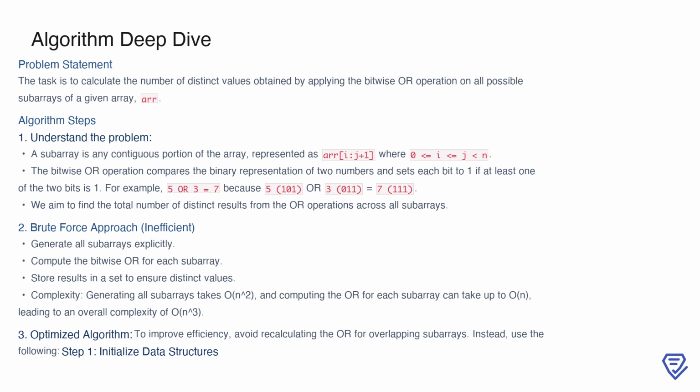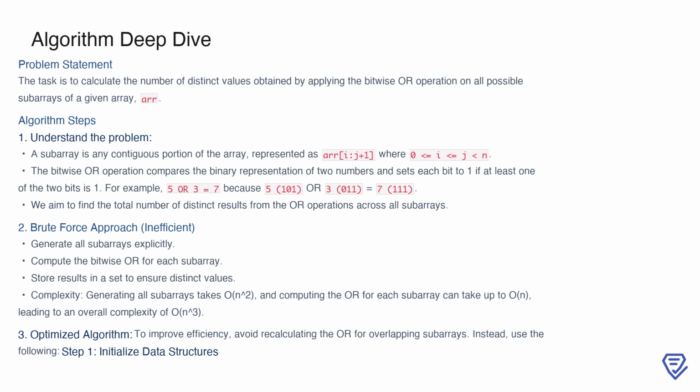The bitwise OR operation is performed on two numbers by comparing their binary representations and setting each bit to 1 if at least one of the two bits is 1. For example, if we compute 5 OR 3, the result is 7 because the binary representation of 5 is 101, 3 is 011, and their OR operation yields 111, which is 7 in decimal.